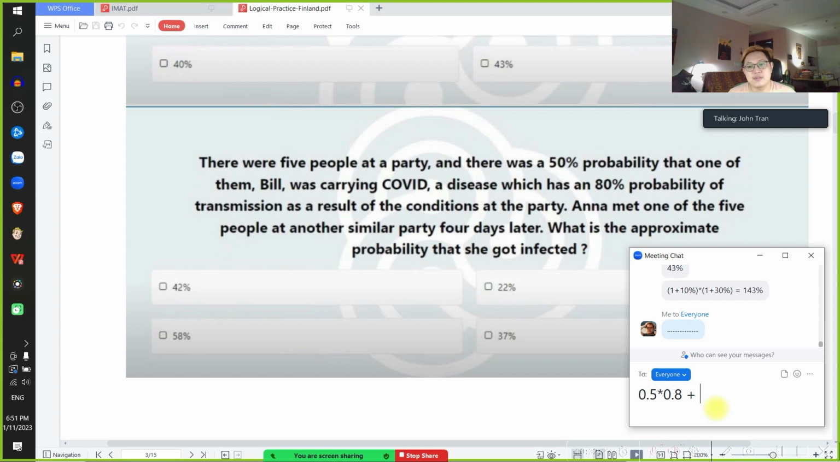Isn't it? They have to have the same probability as Anna. But the thing here is they have an 80% probability of transmission again.